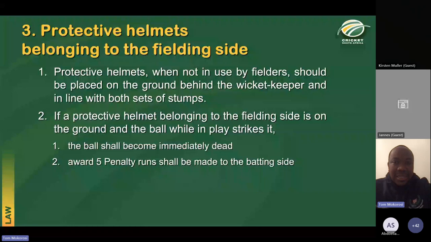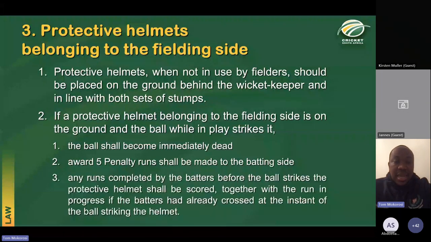Even though it is unintentional for this to happen, because the helmet was placed purposefully by the fielding side, they will be penalized. We will award 5 penalty runs to the batting side. Any runs completed by the batters before the ball strikes the protective helmet shall be scored together with the run in progress if the batters had already crossed at the instant of the ball striking the discarded helmet.